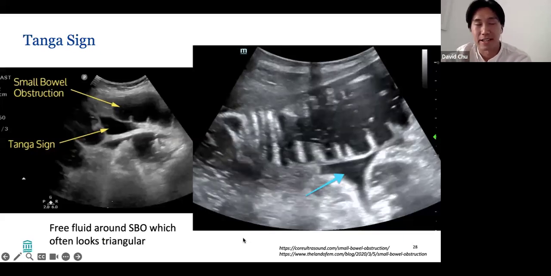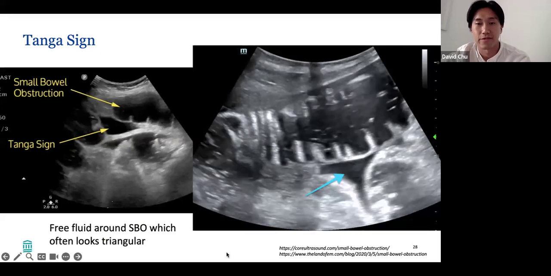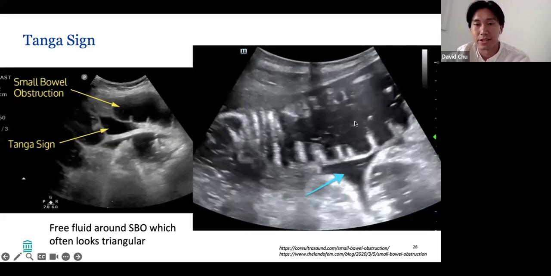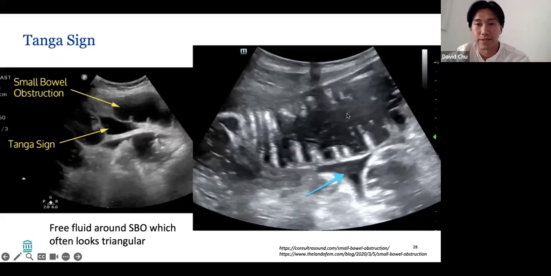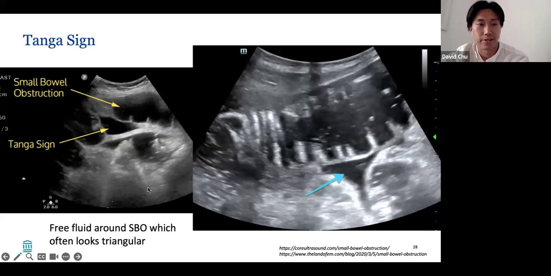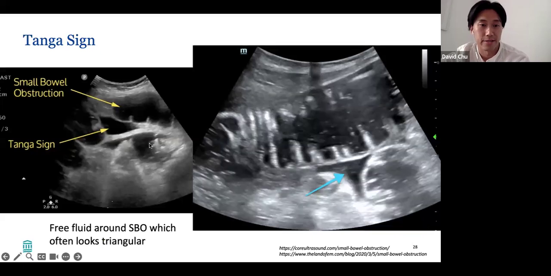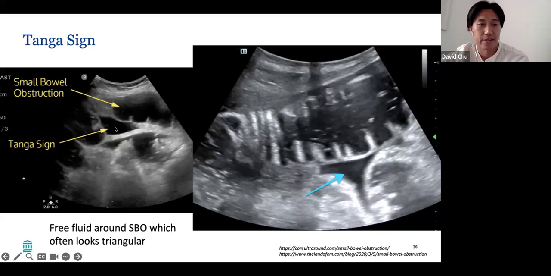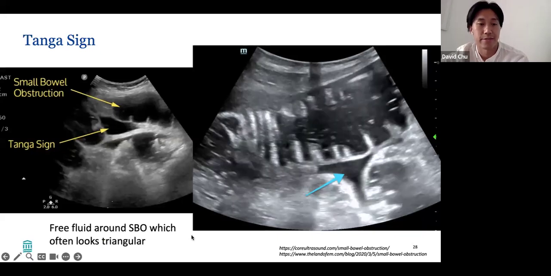And that's one way that can help you to remember that you're looking for this triangular or sharp angular anechoic space, which would be the free fluid. And as you see in this image here, it's very important to be able to tell this free fluid from this fluid here, which is actually within the lumen of the small bowel. You're actually looking for these sharp angular portions. Same right here, these sharp angular portions, and right here as well. That is free fluid versus right here is actually fluid within the lumen.